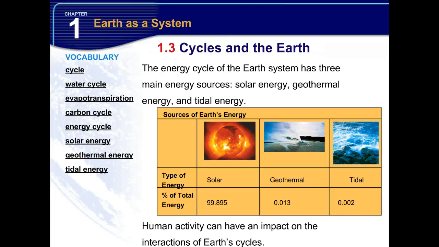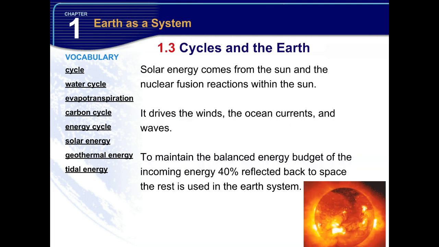Now, the energy cycle of the Earth system has three main energy sources. The first is solar energy. Over 99% of all the energy comes from the sun. Geothermal energy is a small fraction, as is tidal energy, but they do still have an impact on the energy cycle on Earth. Now, human activity can also have an impact on the interactions of Earth cycles, how we use it, how we absorb it, and how we release it back into the atmosphere.